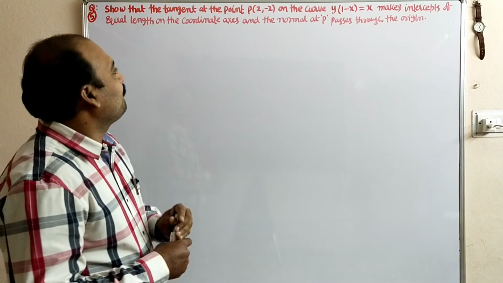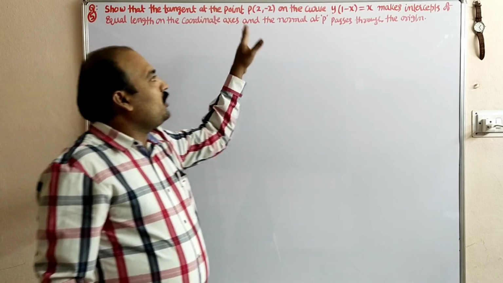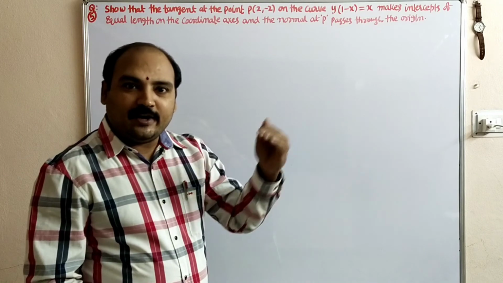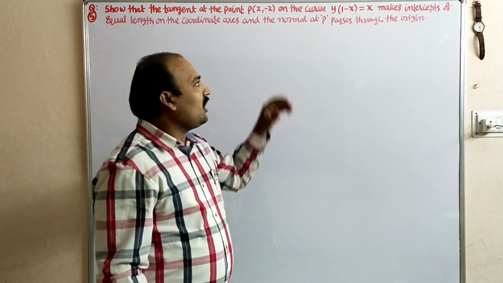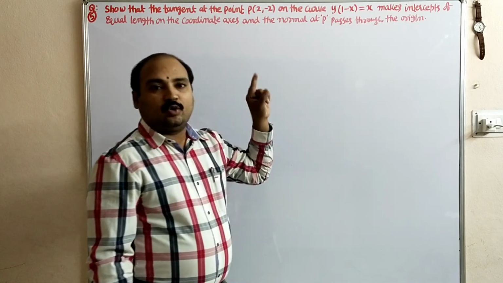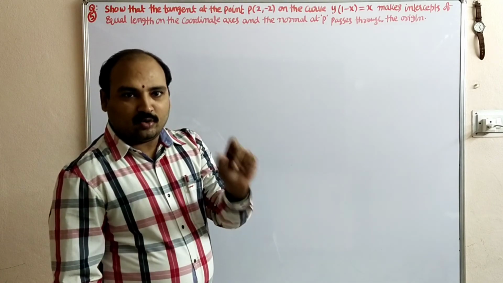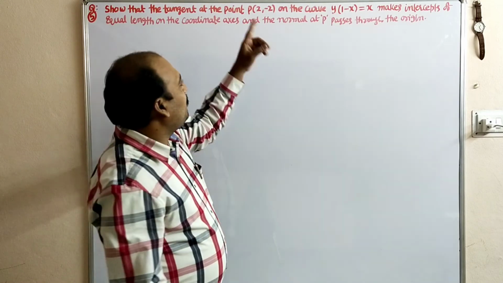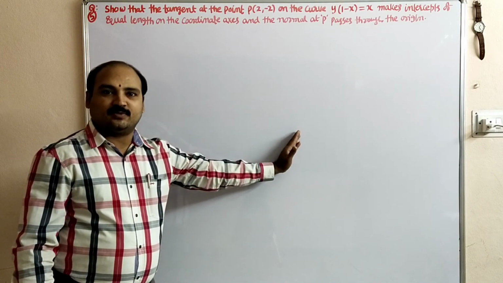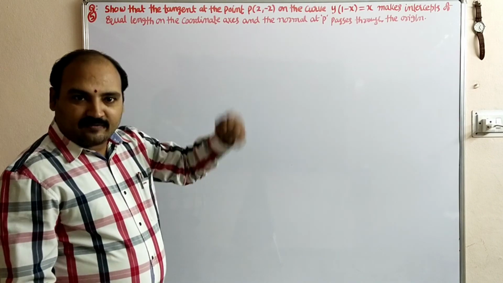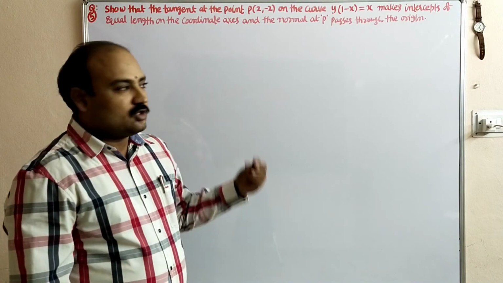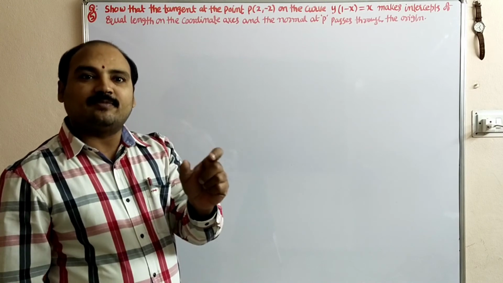I will explain first. Show that the tangent at the point to the curve: the curve is given, the point is given. From the given curve, find dy by dx. You calculate dy by dx at 2 comma minus 2. You will get the slope m value. The m value we know, the point also we know. The equation of the tangent you can calculate: y minus y1 equal to m into (x minus x1). That equation you can convert into intercept form, x by a plus y by b equal to 1, where a comma b are the lengths of the intercepts, the x intercept.